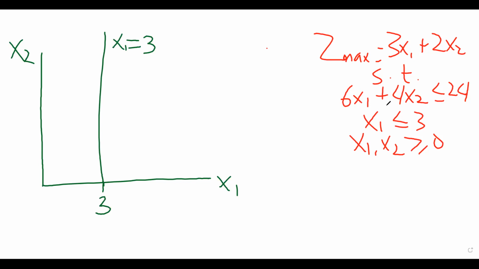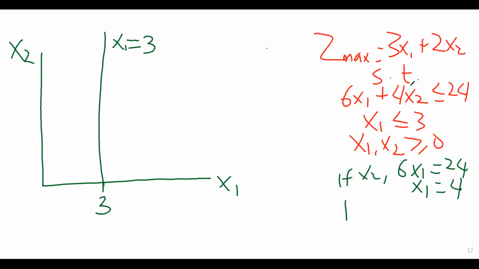Then the second constraint, which is 6, 4, 24. If x2 is 0, that's how you normally always do, we've been doing this many times. It means that you have 6x1 equal to 24, which means that x1 is what? It's 4. So x2 is 0, x1 is 4.